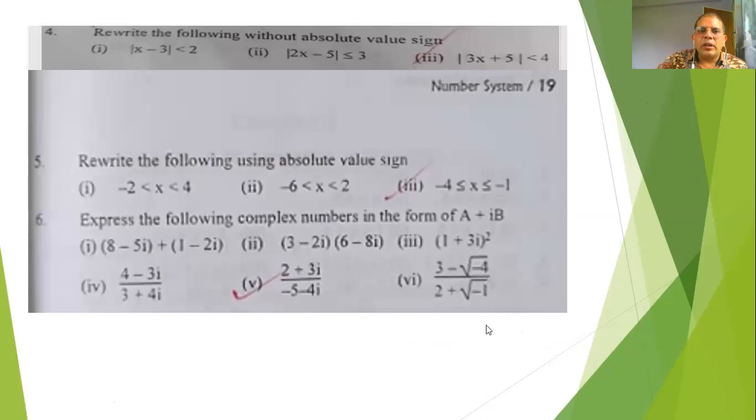Now, today I will discuss two questions, question number 4 and 5. In these two questions, you convert between absolute and without absolute value. Rewrite the following without absolute value sign: it has the absolute value sign, and you change it to without absolute value sign. And in question number 5, you have it without absolute value sign, then you convert it with absolute value sign. So these two questions, 4 and 5, are just reverse. I'll discuss these two questions.